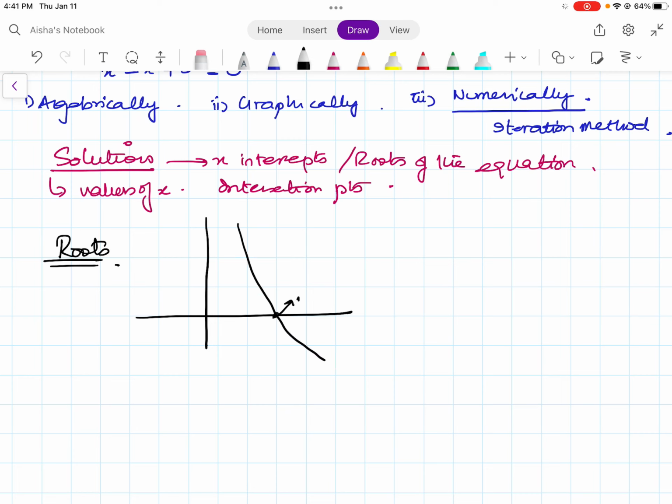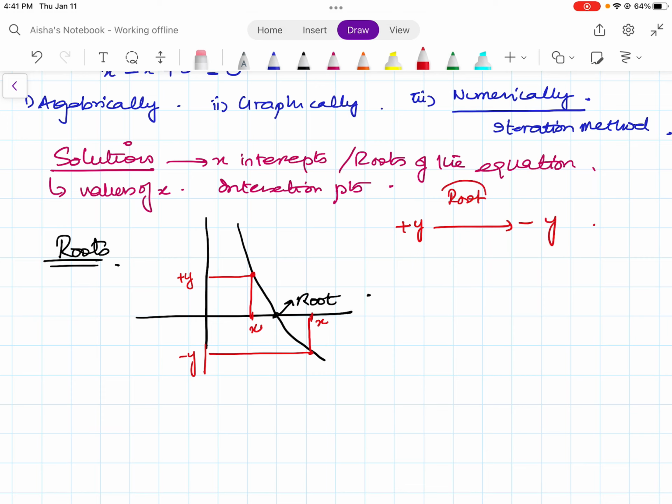this is my root. If I take a value of x before the root, that gives me a positive value of y. And if I take a value of x after the root, that will give me a negative value of y. So if y changes from plus to minus, can I say the root lies somewhere in between because it must be crossing the x-axis? So if y goes from plus y to a minus y, it means the root is somewhere in between. Right, Hassan?